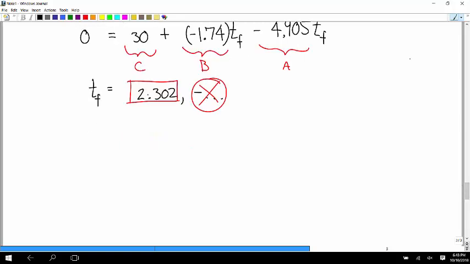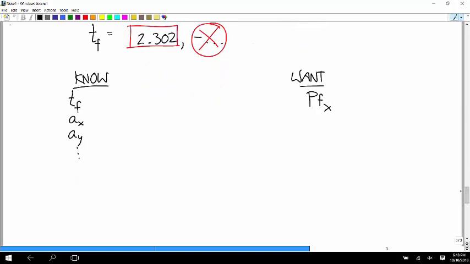So now we also know the time. And now we can go back. Is there an equation that has PFX? And now we know time final. We know the acceleration, all the things we knew before, plus TF. And so I think the equation that we're going to use here is PFX is equal to PIX plus VIX TF plus 1/2 AX TF squared.